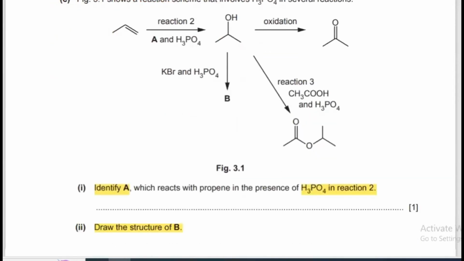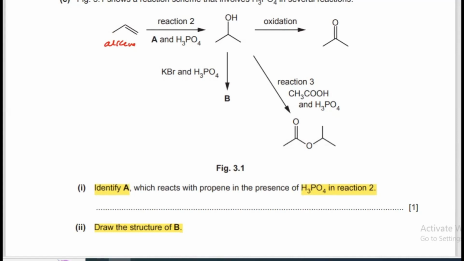Now, this is the question regarding organic chemistry. There are a lot of reactions, but this Figure 3.1 shows a reaction scheme that involves H3PO4 in several reactions. As you can see, this is an alkene, and A is a substance which is used in the presence of acid, and we are getting the alcohol.